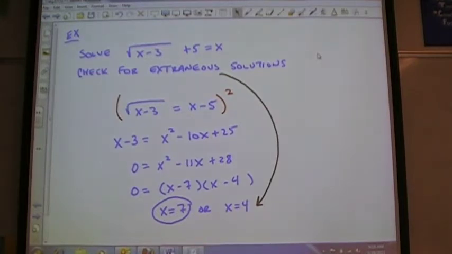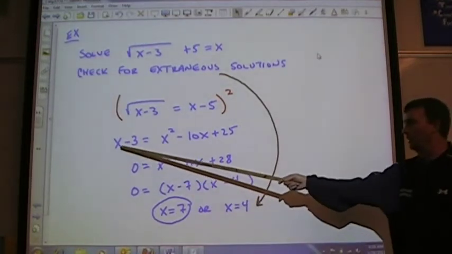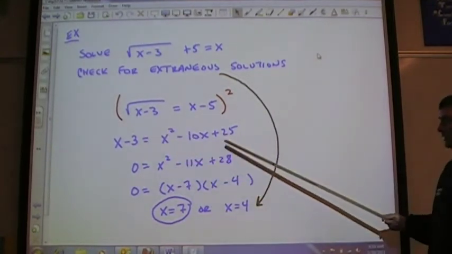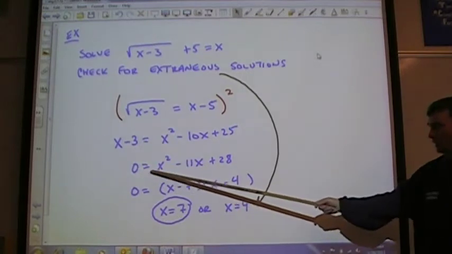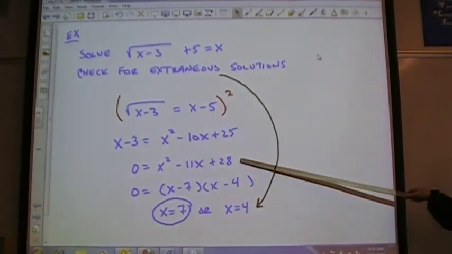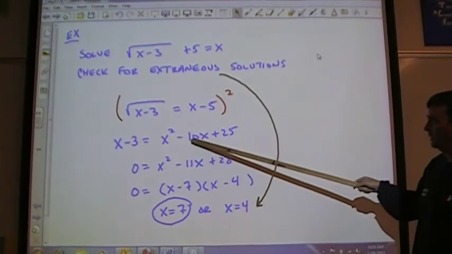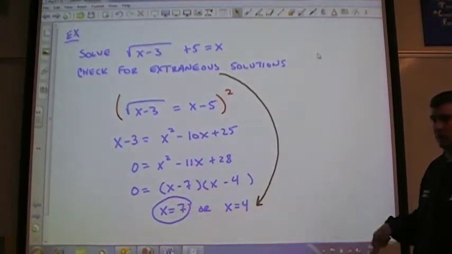Alright, and then just get it in standard form. Bring the x over, you get minus 11x. Bring the 3 over, you get plus 28. So everybody see how I got this? Any question up to here? How'd you get the 11x? I subtracted this x to get it over here. Minus 10 minus 1 is minus 11.